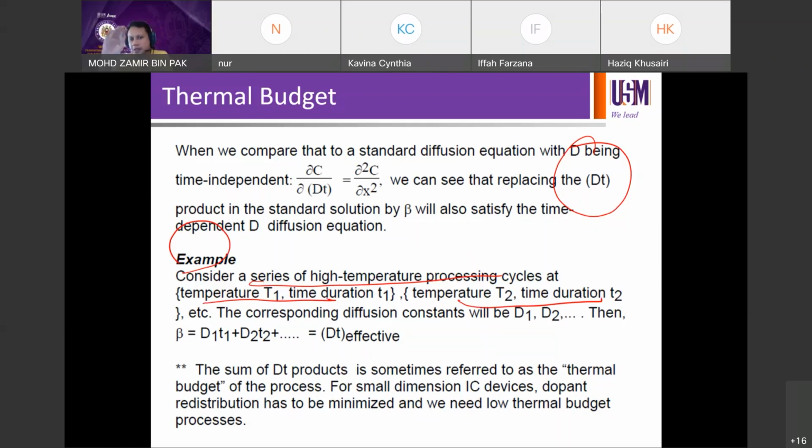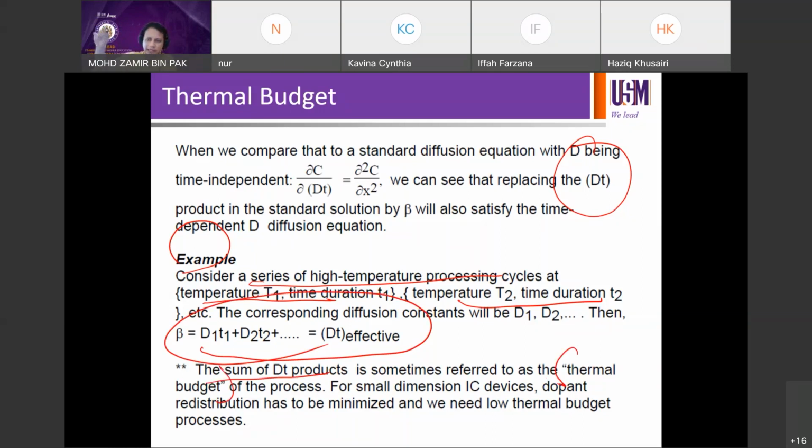But when you run other processes at high temperature, it will impose DT as well, even though you don't supply the dopant at the same time. So it's like another unintended drive-in, because the gas is no longer flowing in, but you run the process at high temperature, which corresponds to a certain level of diffusivity of the existing dopant in the silicon for a certain time. So that will give you D1T1, D2T2, and so on, the accumulated DT. So the sum of DT products of these non-diffusion processes is sometimes referred to as the thermal budget of the process.